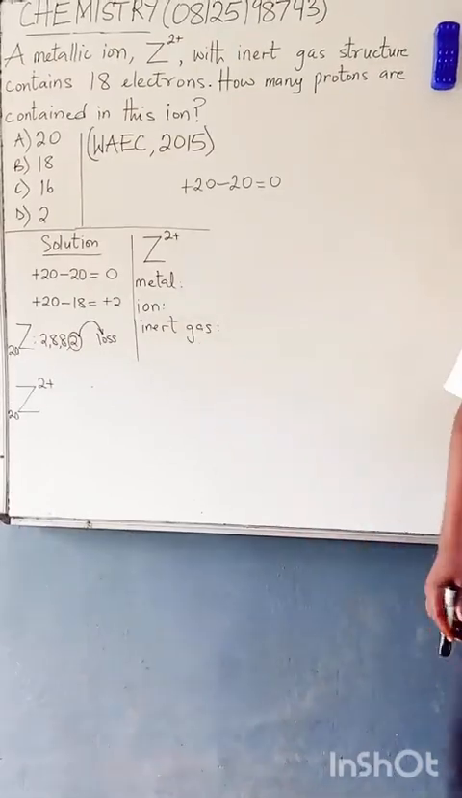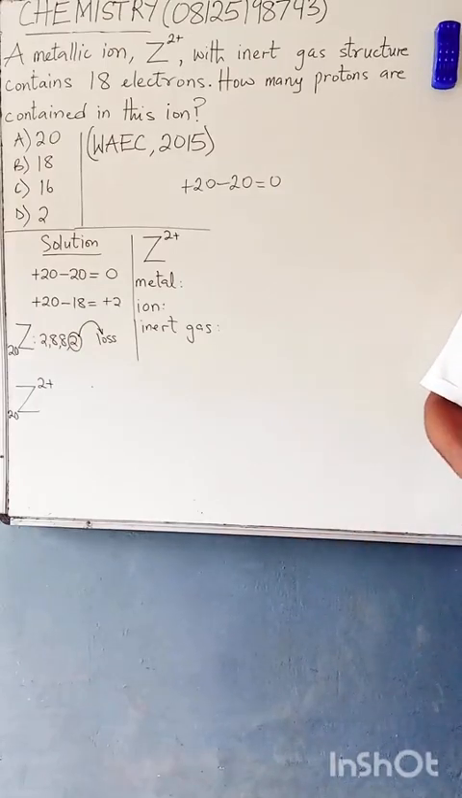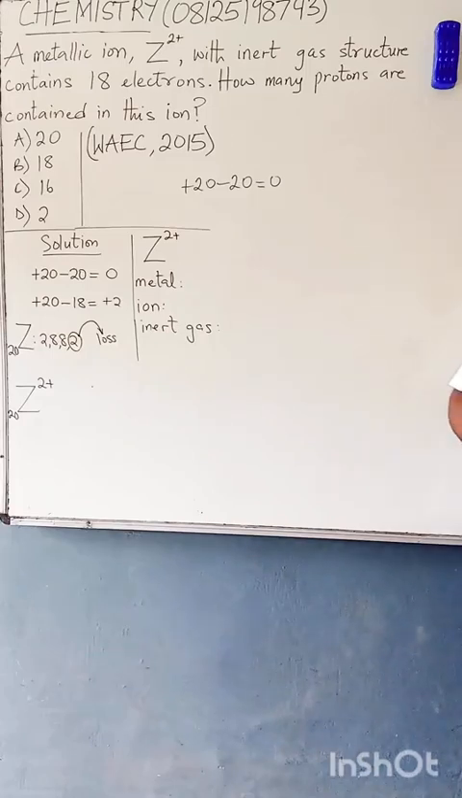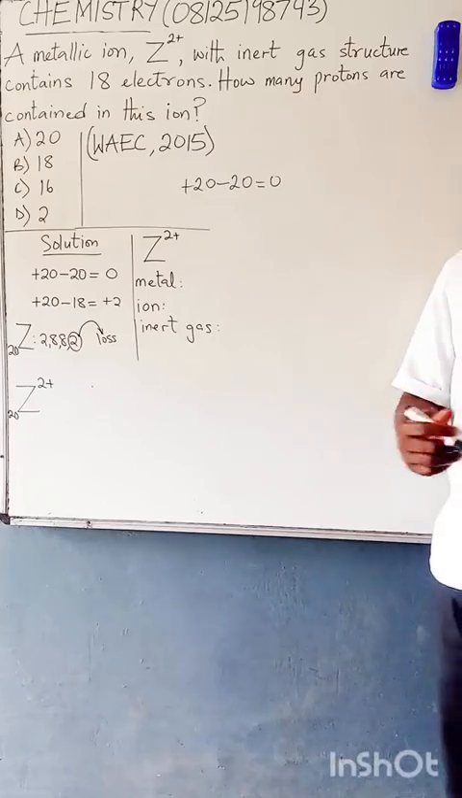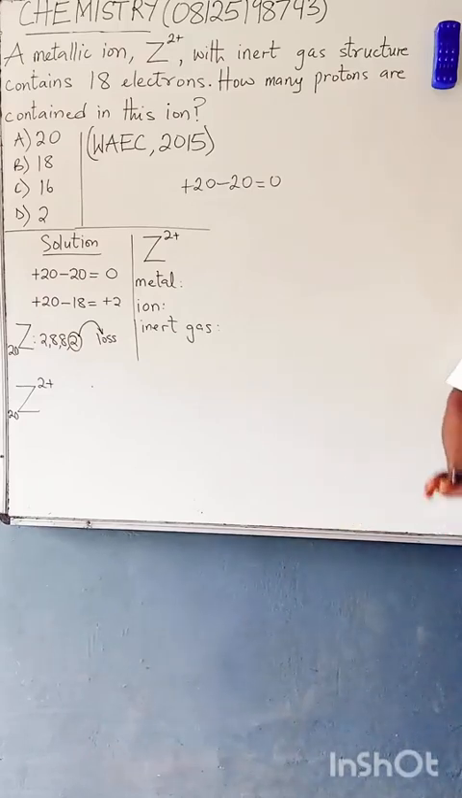What is an inert gas? An inert gas is an element in group 8. Examples: helium, neon, argon, krypton, xenon, radon, oganesson. These are all inert gases. What do we mean by the word inert? Inert means they do not react chemically. They do not bond chemically. They do not lose electrons. They do not gain electrons. They have stable electron configuration. Do you understand?